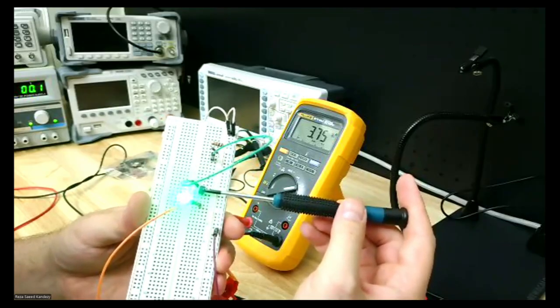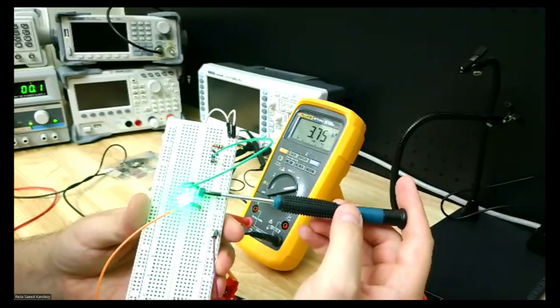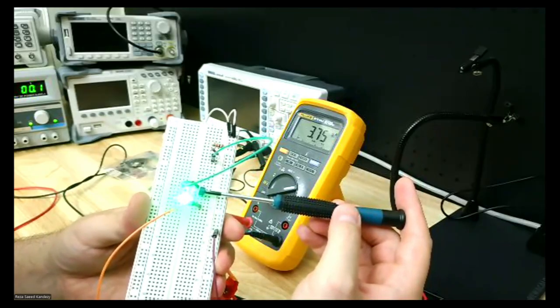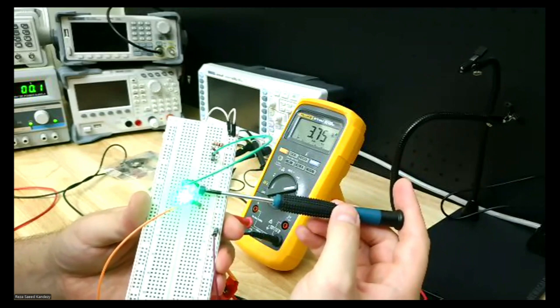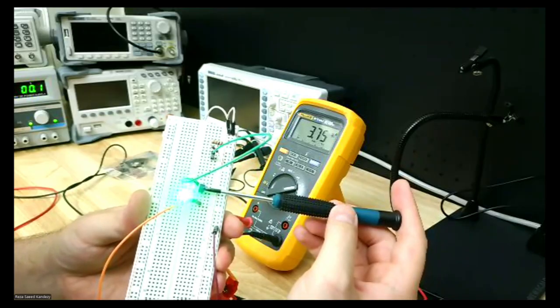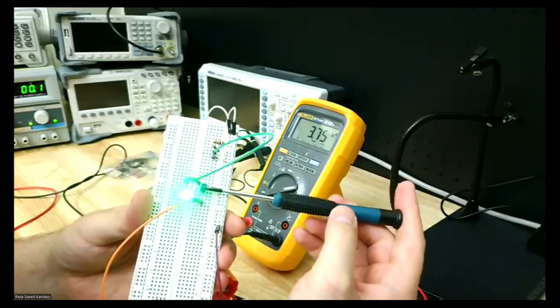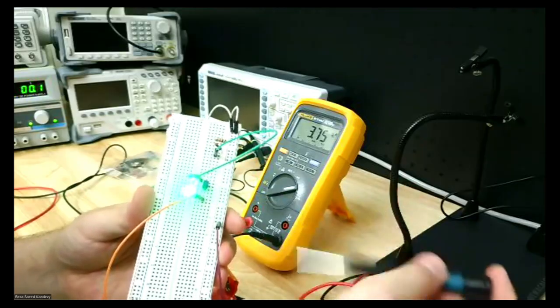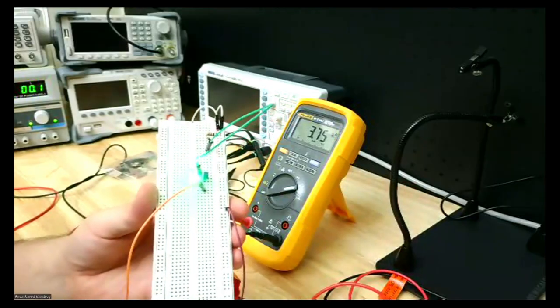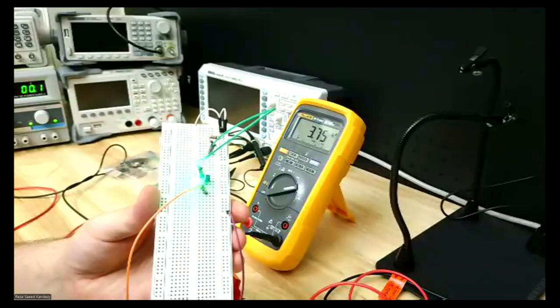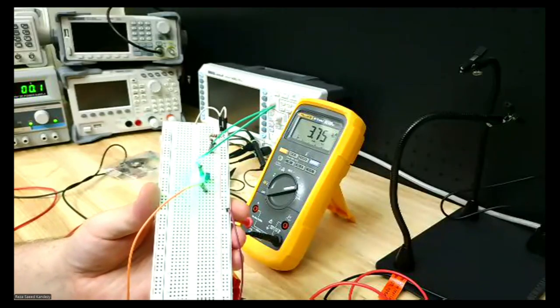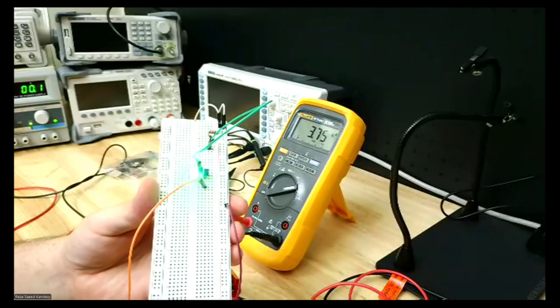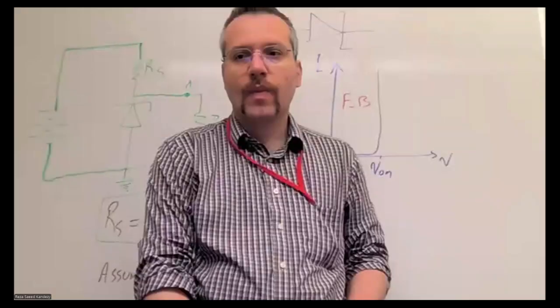Okay, so you can see that by changing the resistance, the current through the LED would change, and since the current is changing, the brightness of the LED also would change. So this shows us the behavior of that LED. Let's move to the next exercise.